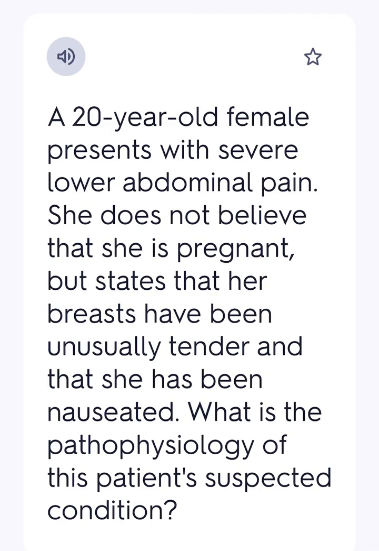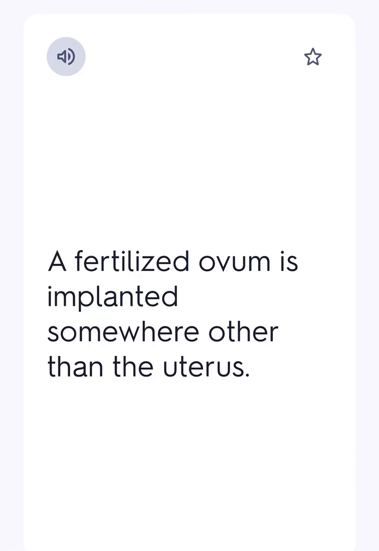A 20-year-old female presents with severe lower abdominal pain. She does not believe that she is pregnant, but states that her breasts have been unusually tender, and that she has been nauseated. What is the pathophysiology of this patient's suspected condition? A fertilized ovum is implanted somewhere other than the uterus.